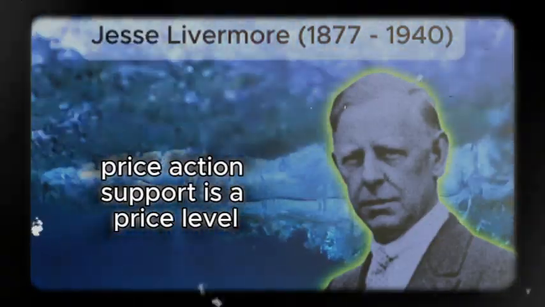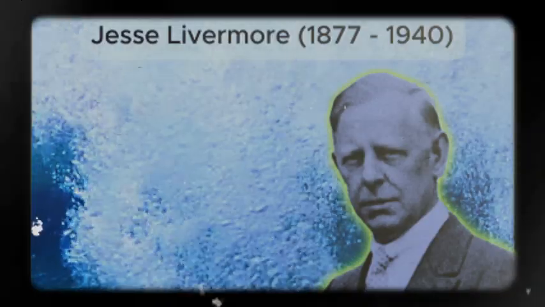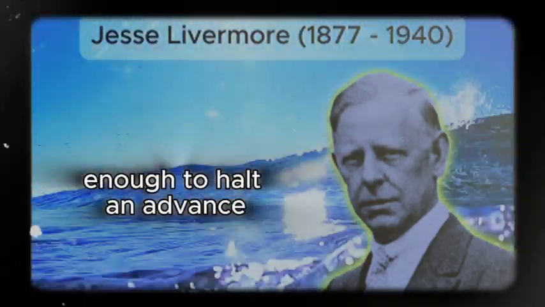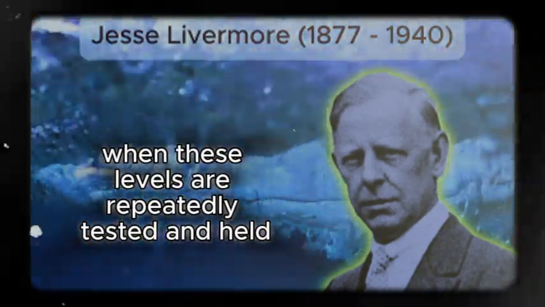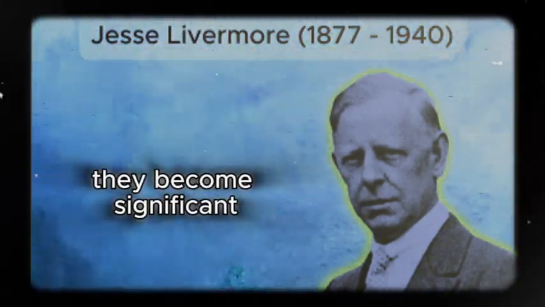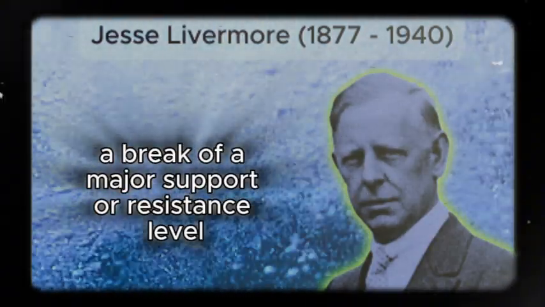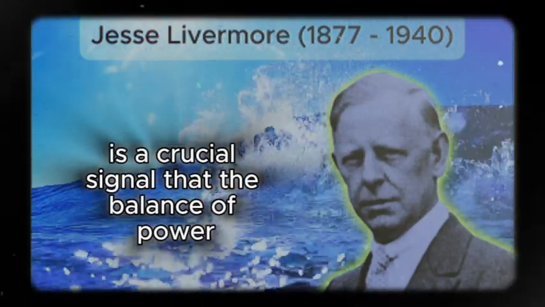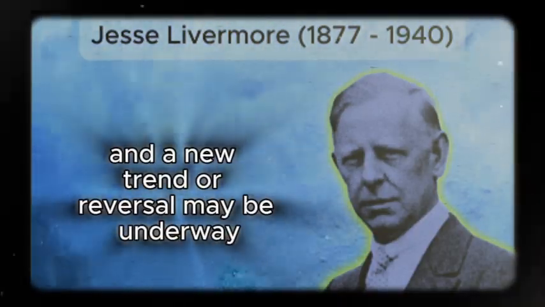Identifying support and resistance levels is fundamental to price action. Support is a price level where buying interest is strong enough to prevent the price from falling further, while resistance is a level where selling pressure is strong enough to halt an advance. When these levels are repeatedly tested and held, they become significant. A break of a major support or resistance level, especially on high volume, is a crucial signal that the balance of power has shifted and a new trend or reversal may be underway.